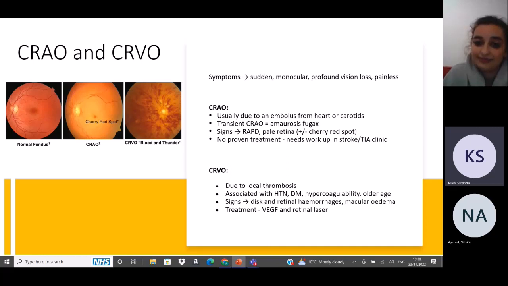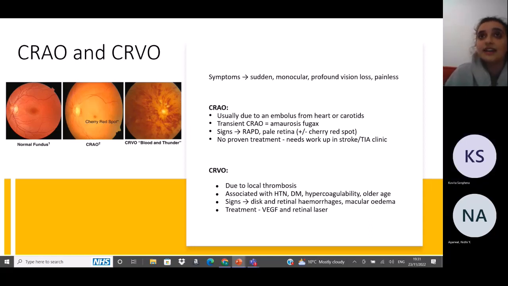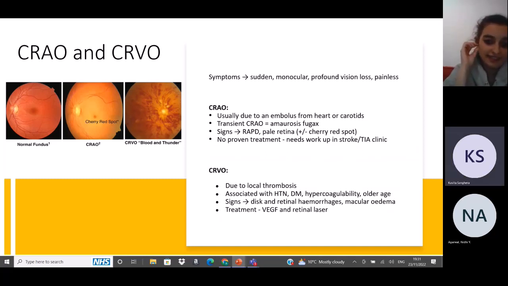Just a question on the CRAO. In terms of transient CRAO, does that mean it was like a temporary blockage? Exactly, yeah. So it's like a retinal TIA basically. It was blocked and then it's moved on, but the patient will come to you and say, oh, I lost vision, and then it came back. But you still need to work it up because that suggests that they might have a clot somewhere else that's embolizing, losing fragments. So you still want to treat it quite seriously. Does that make sense? Yeah, thank you.